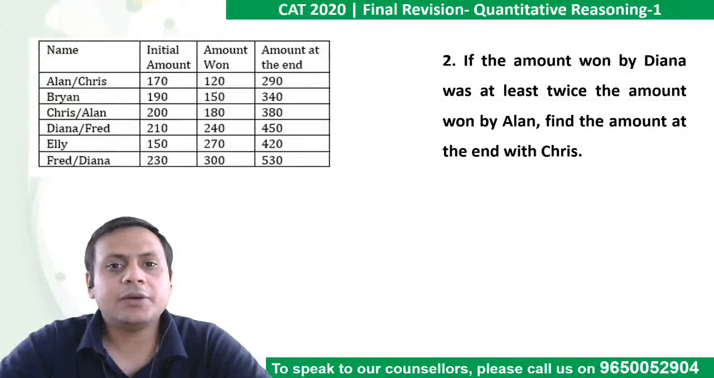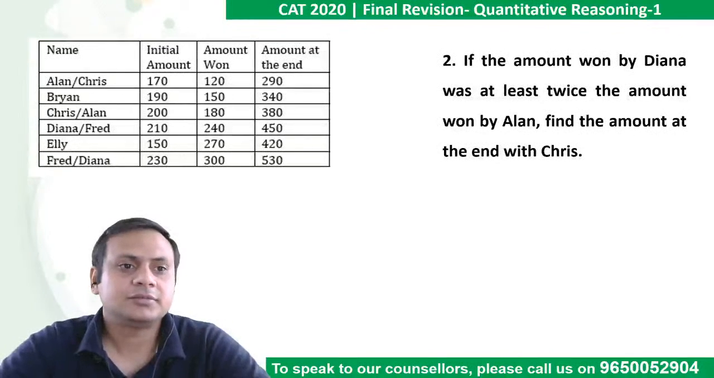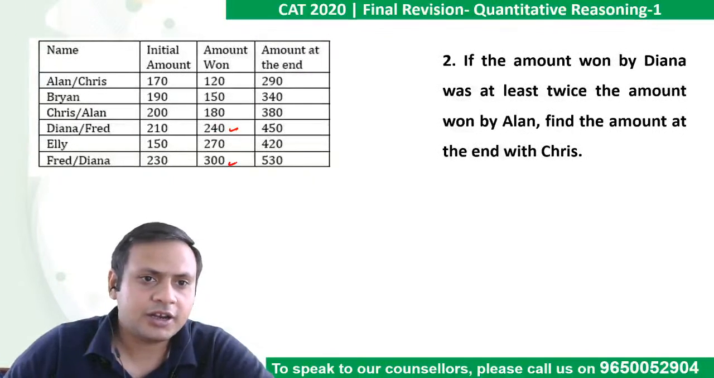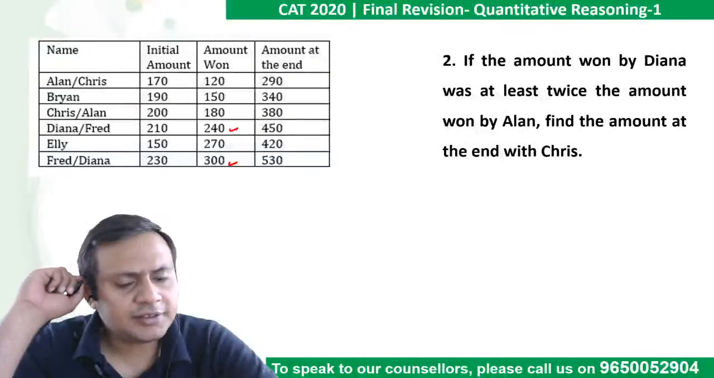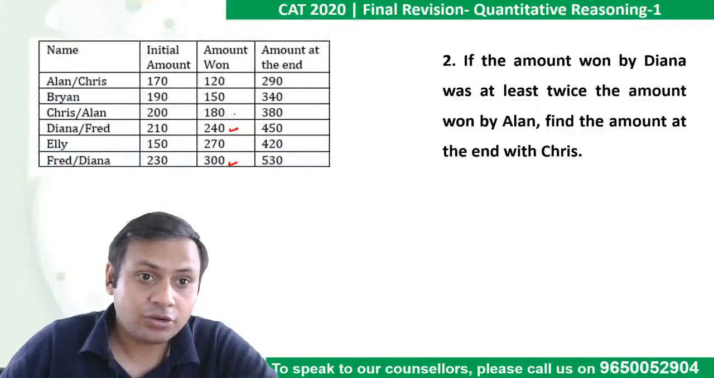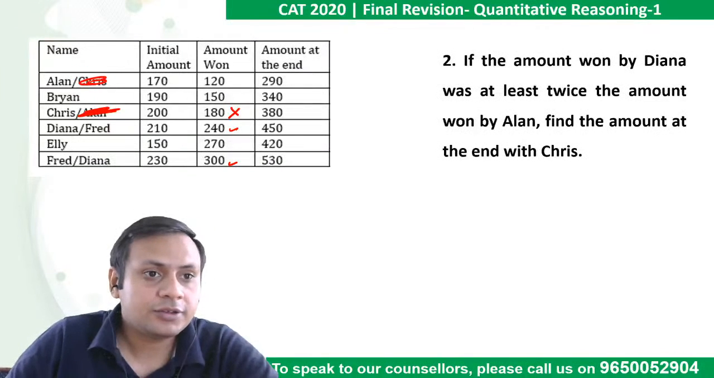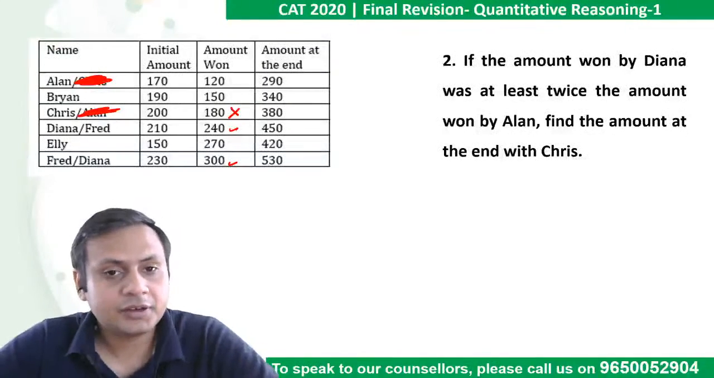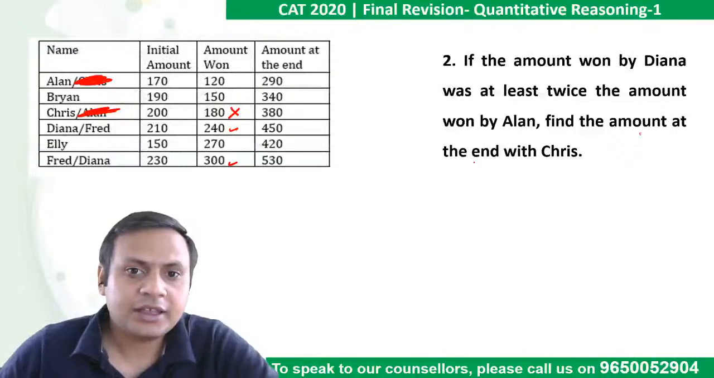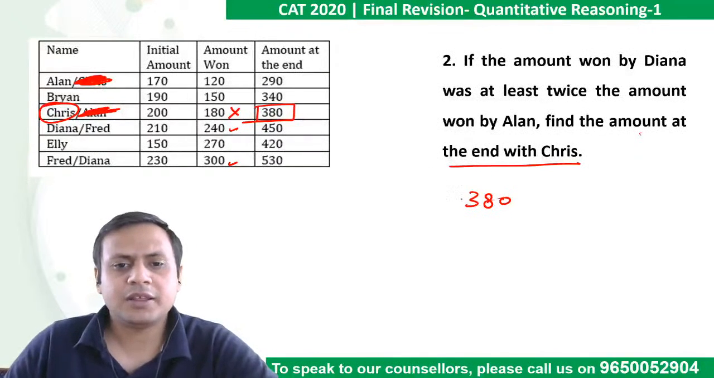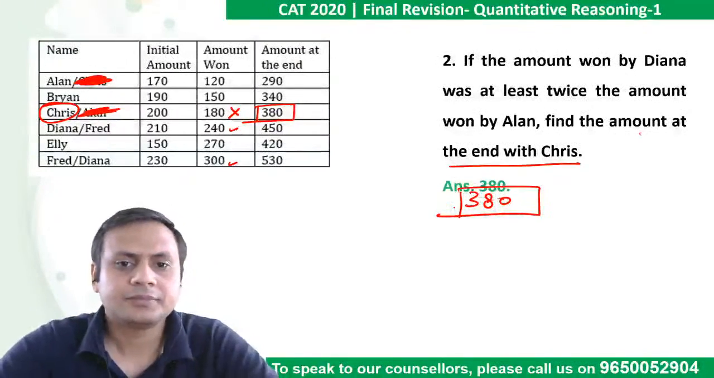Next. If the amount won by Diana was at least twice the amount won by Ellen. By the way, Diana won either 240 or 300. So it was at least twice the amount won by Ellen. So Ellen can never win 180. Ellen must have won 120 only. So Krish can never win 120, isn't it? Then find the amount at the end with Krish. This is the theta question. We'll simply write: our answer is 380.